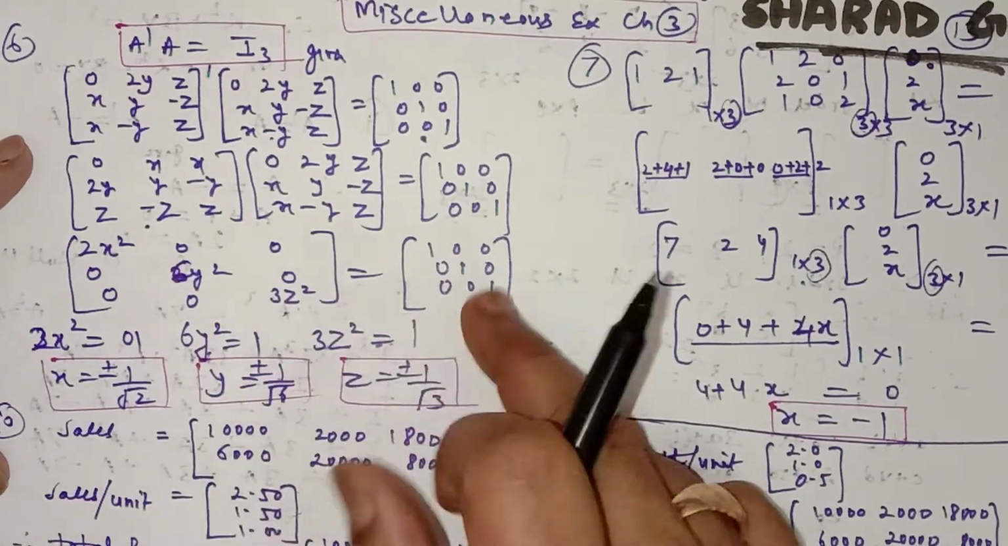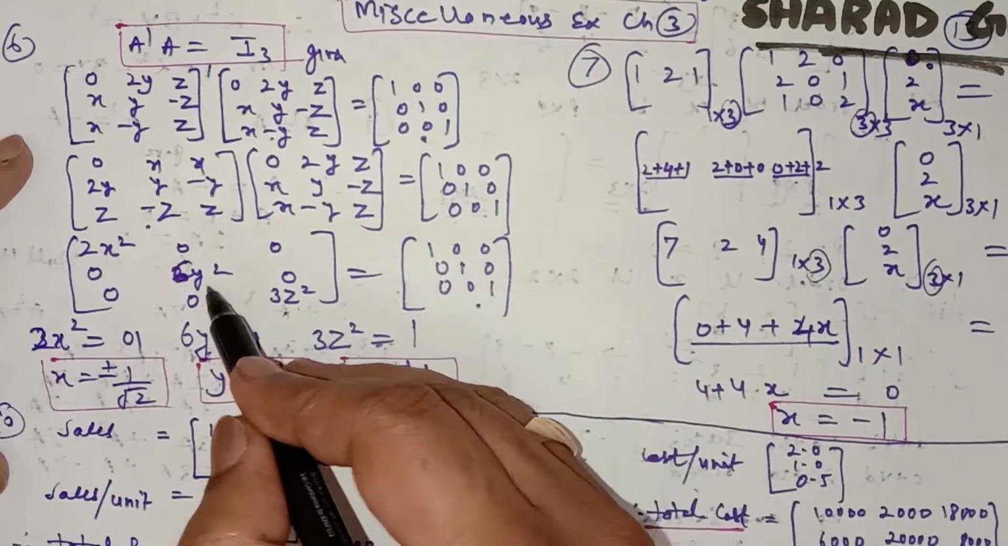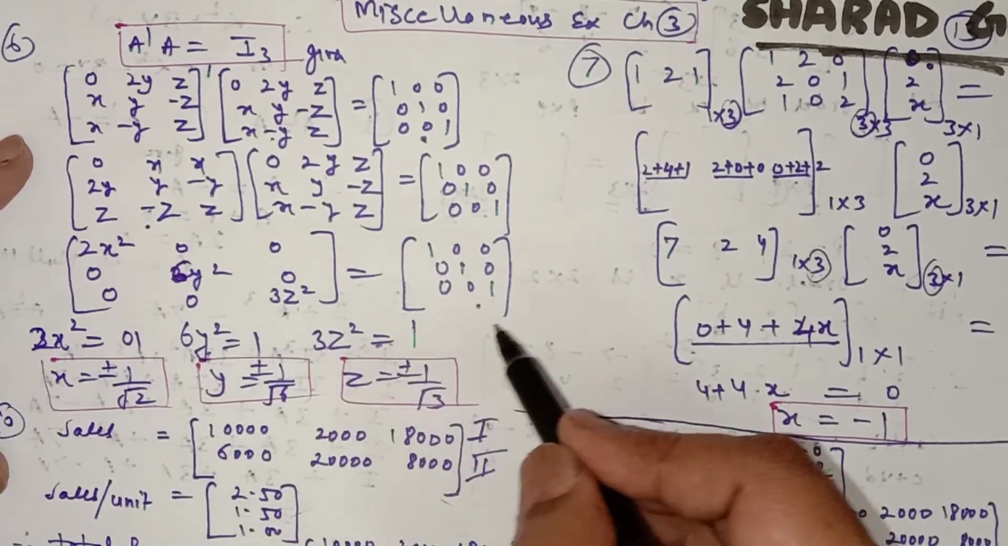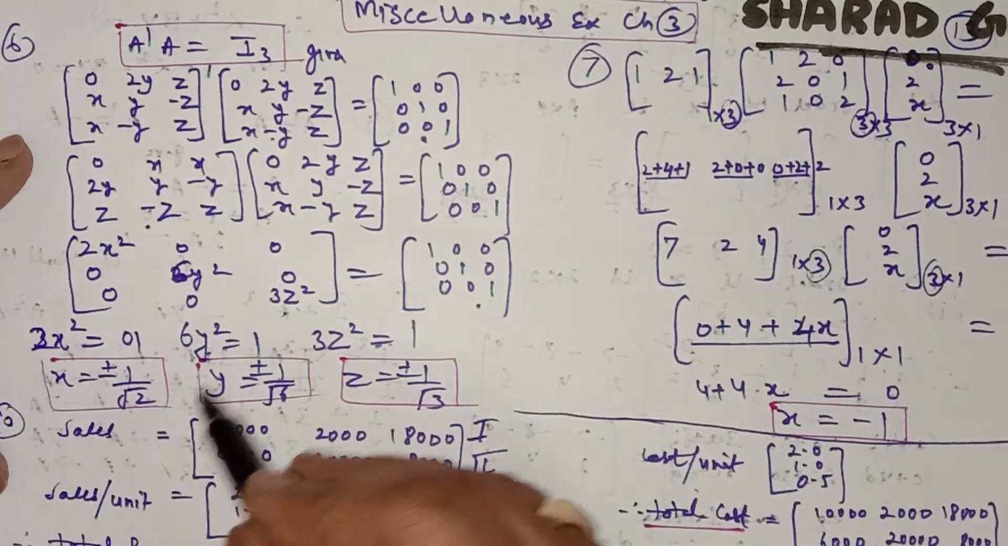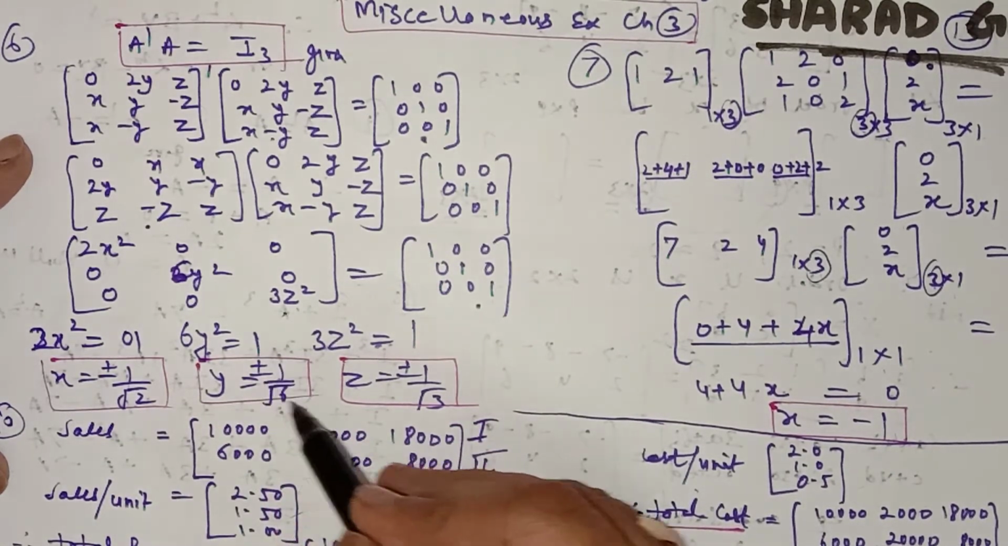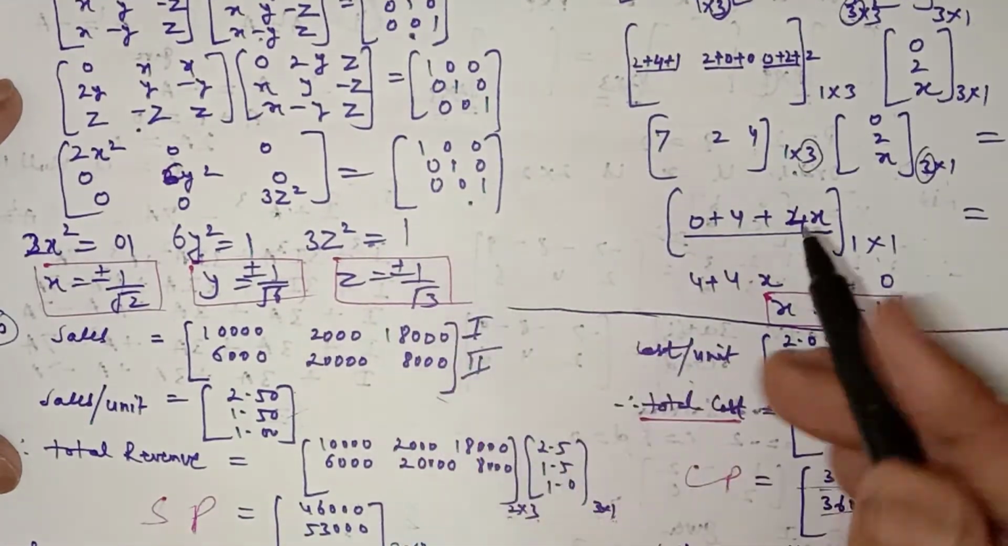Equating them, because they are equal matrices, corresponding elements will be equal. So 2x square is equal to 1, 6y square is equal to 1, and 3z square is equal to 1. So you'll get x equal to plus minus 1 upon root 2, y equal to plus minus 1 upon root 6, and z equal to plus minus 1 upon root 3.